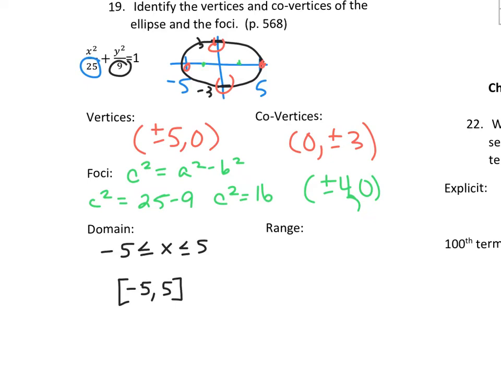The range, it's going up and down, -3 to 3. You could write it as an inequality. -3 is less than or equal to y is less than or equal to 3. Or you can write it in interval notation. Remember, in interval notation, these brackets mean it's including the endpoint, which it is.